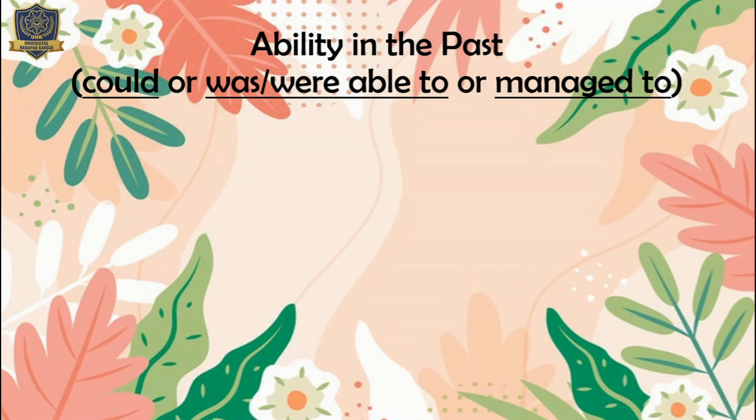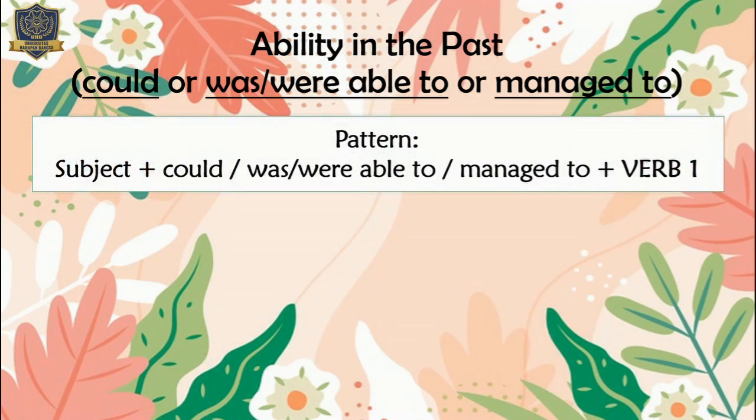Next, ability in the past. We can use could, was, or were able to, and managed to. Okay, look at the pattern. Subject plus could, was or were able to, or managed to, plus verb 1.